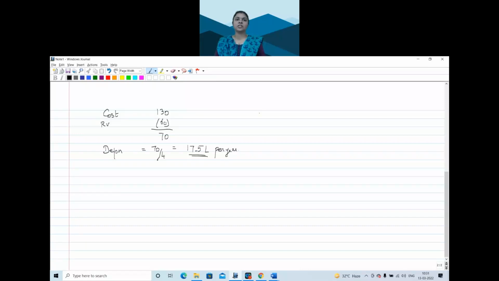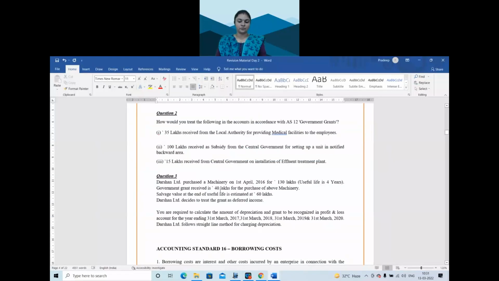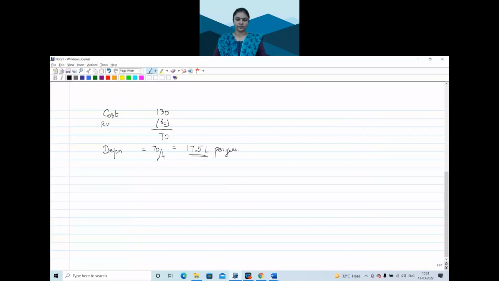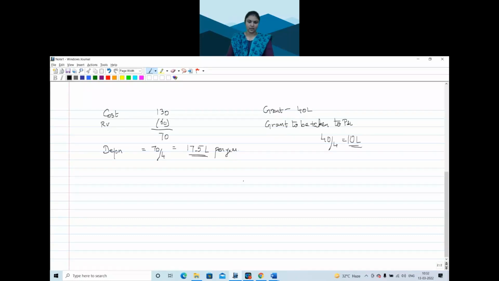Now we cannot stop our answer here. We should also give the deferred grant value. Now the grant received is for 40 lakhs. Period is going to be for 4 years. So grant to be recognized as revenue or to be taken to P&L: 40 by 4, which is 10 lakhs per year. So depreciation will be 17.5 lakhs per year and grant taken to revenue will be 10 lakhs per year.